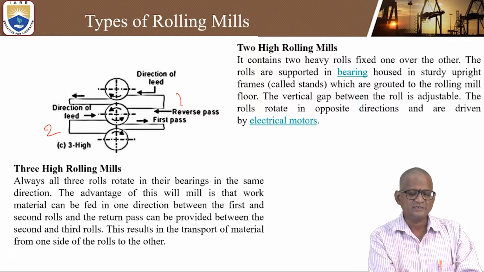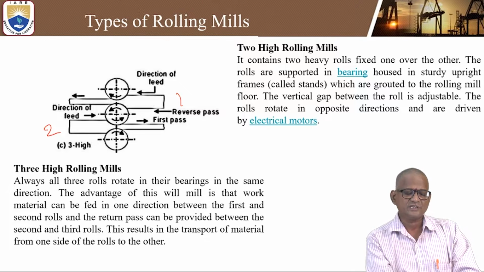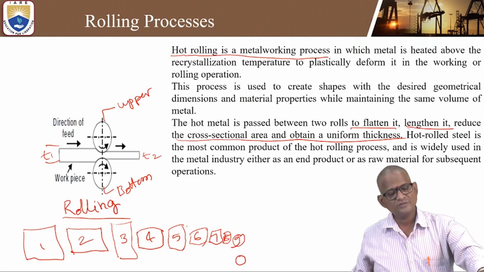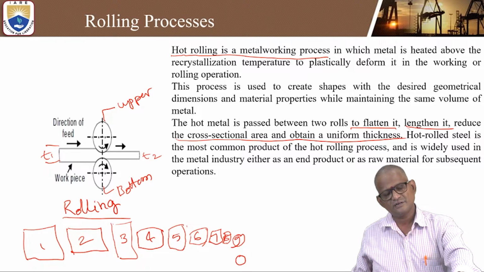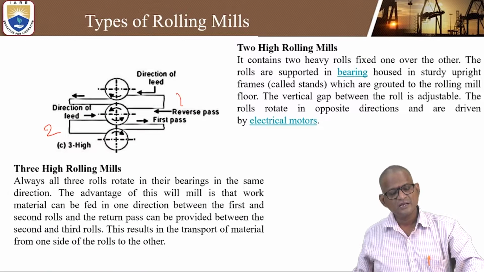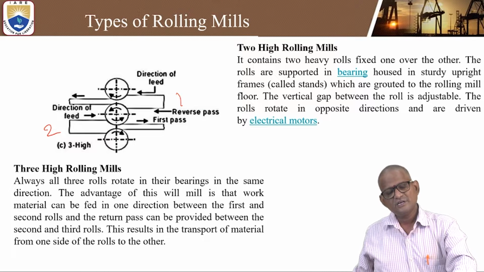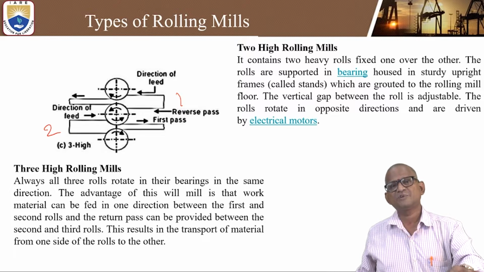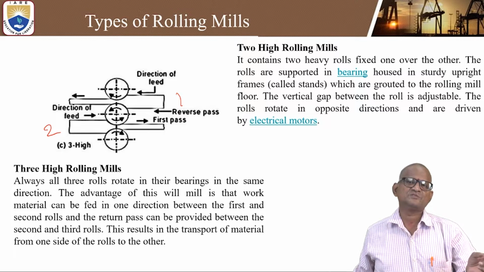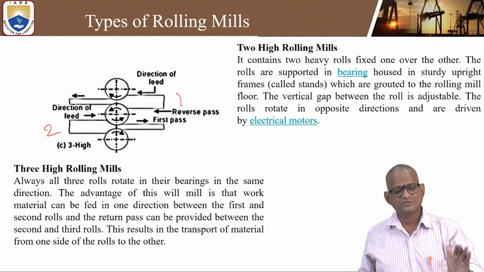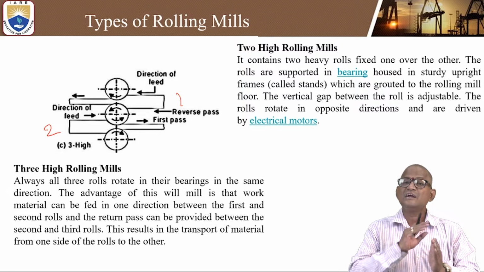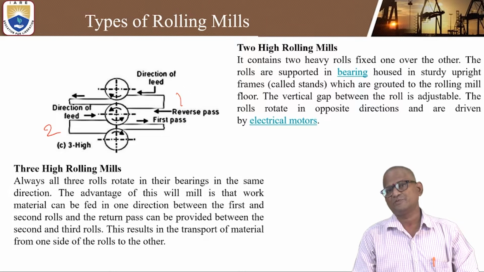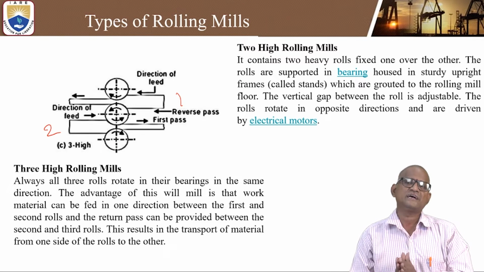And this results in the transport of material from one side of the rollers to the other. In a 2 high roll mill, you can fix it only once and a constant reduction of thickness can be done. But here, you first feed it, and it will automatically go to the second pass also. That is why the production rate can be increased in the 3 high roll mills compared to the 2 high roll mills. That is why this 3 high rolling mill results in the transport of material from one side to the other easily. So this is about the 3 high rolling mills.